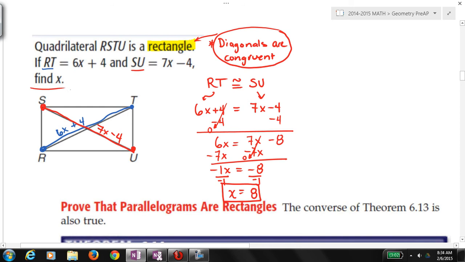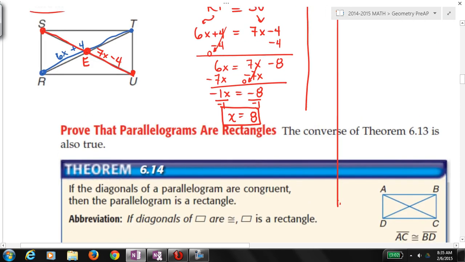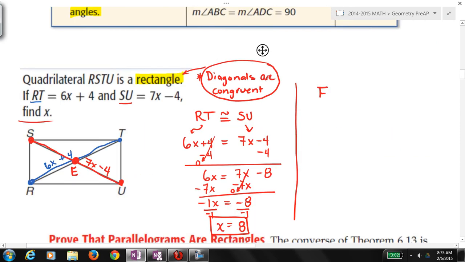Now the directions did indicate find x, but just make sure that you read the directions carefully, because in some cases they may be asking for more information. Let's add to this problem. Let's make this point E, and let's say I had asked you to find RE. Now we already found that x is equivalent to 8. Now make sure that you also remember the properties.